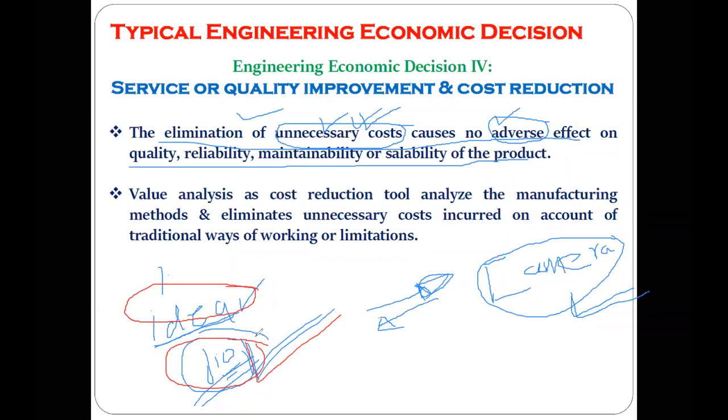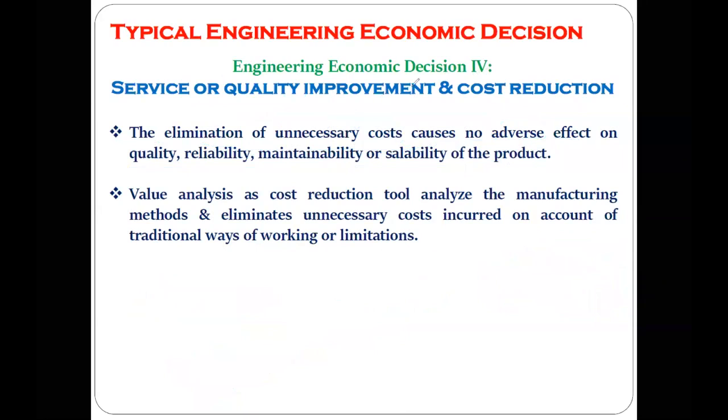The reason is simple. The service provided by Jio, the kind of network that Jio is providing at the same price that Idea is providing. Am I right? Yes, sir. So these are the different things which can be taken into consideration related to the fourth engineering economic decision, that is service or quality improvement and cost reduction. Here cost reduction can be done with the help of value analysis.